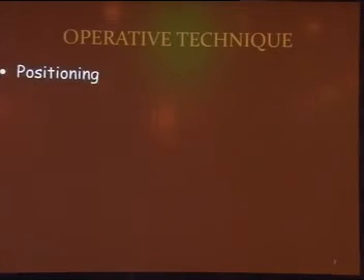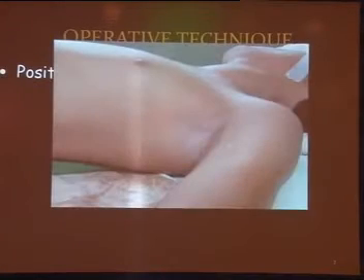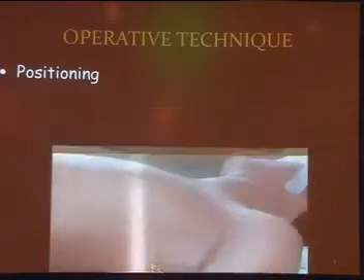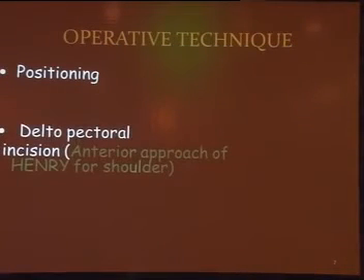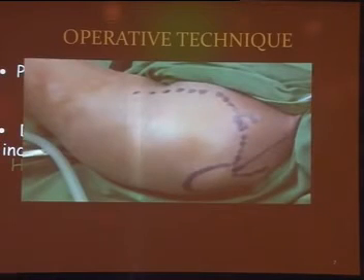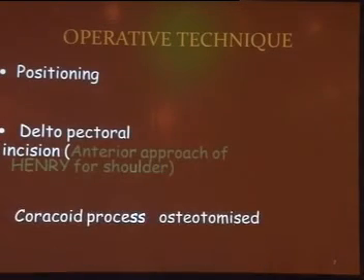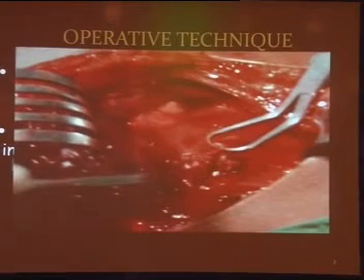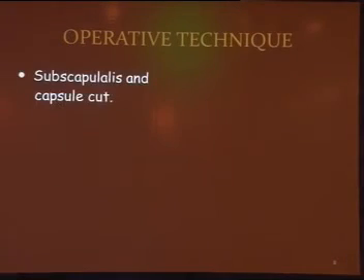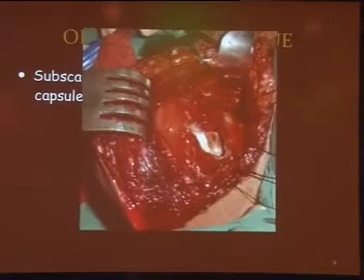For the operative technique, positioning was the normal beach chair position, or anything with a bolster between the scapula just to open up the joint. The approach was the deltopectoral approach, or the anterior approach of Henry for the shoulder. This is the normal routine incision that you take for the deltopectoral approach. The coracoid process was osteotomized in all the cases. The subscapularis and the capsule were cut.